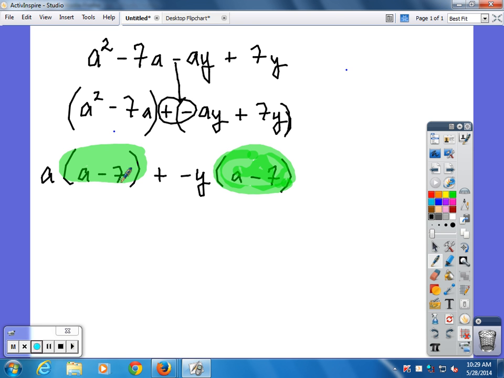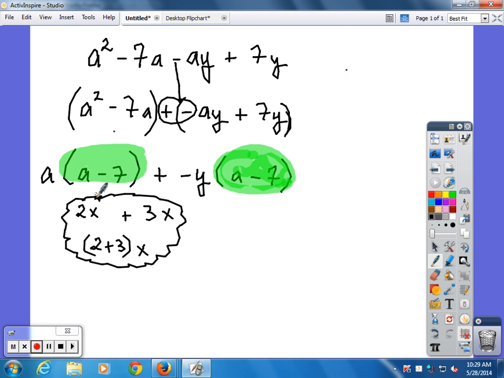These two are labels, and I'm going to go back to pre-algebra. 2x plus 3x, and you go 2 plus 3, and then x. So that's a little bit of review here. Somebody said, where are you getting 2x from? Review. Okay. So these two come down as a label.